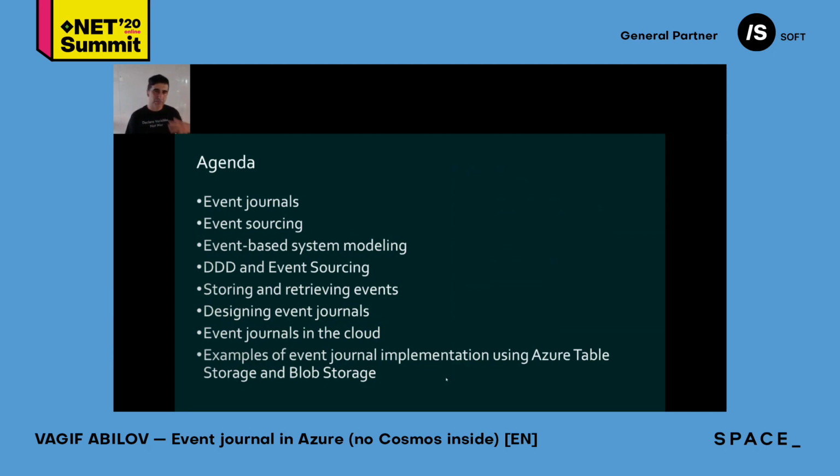We'll touch on topics of event-based system modeling and DDD, domain-driven design, even though, as you probably understand, DDD is a whole separate topic, so we'll just briefly touch it. It's important when you design your events, what you're going to store, but of course we will not go in depth there. Then we'll move to more technical stuff, like how you store and retrieve events, how you design your event journals, and how you do it in the cloud with current offerings from different cloud platforms. And we'll finalize the talk by looking at some examples of event journal implementation using Azure Table Storage and Blob Storage. So let's move on.